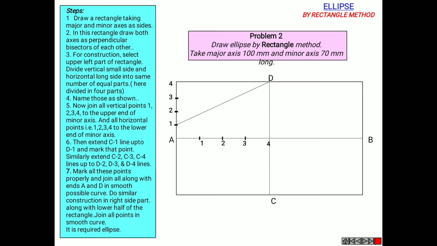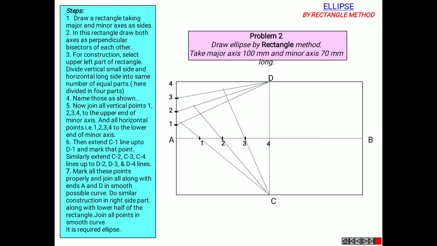Now join all vertical points 1, 2, 3, 4 to the upper end of the major axis. That means from 1 to D, 2 to D, 3 to D, 4 to D is already existing. Similarly, all horizontal points 1, 2, 3, 4 to the lower end of minor axis. Then extend the C1 line up to D1. Similarly C2 passing up to D2, C3 passing up to D3, C4 is already at point D.